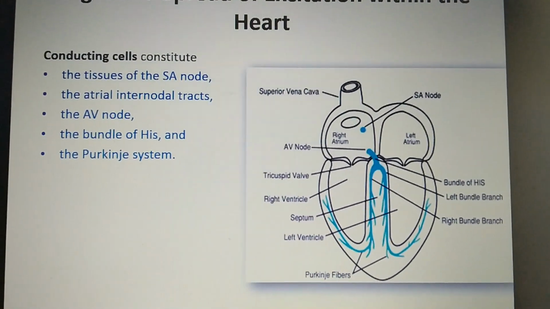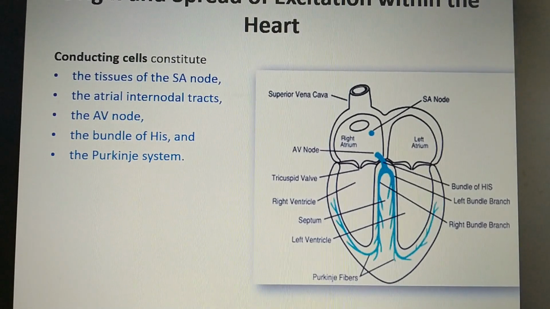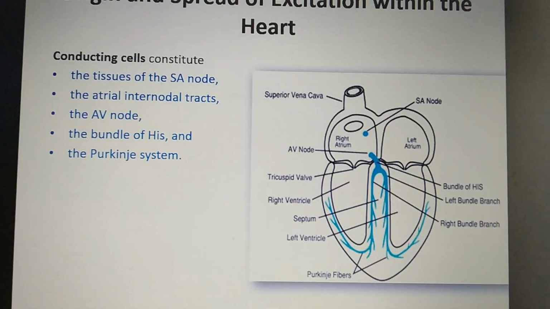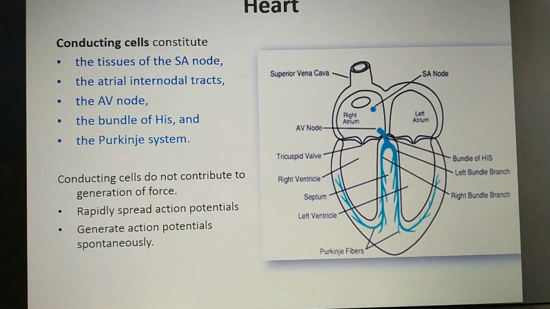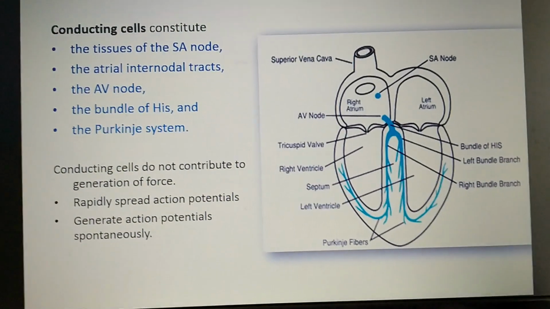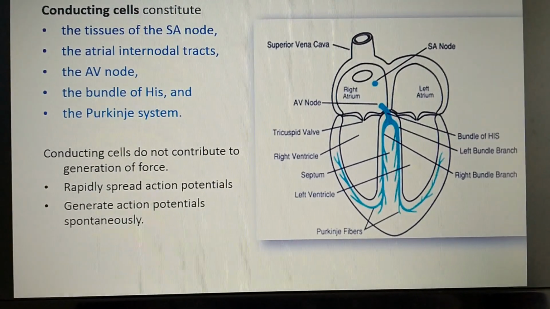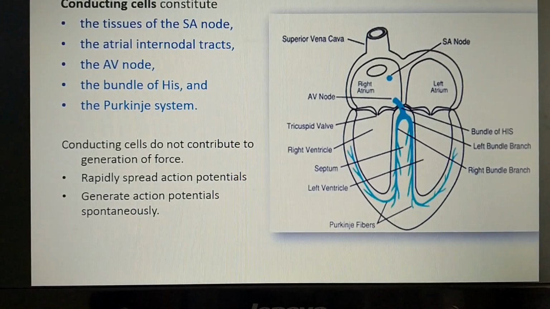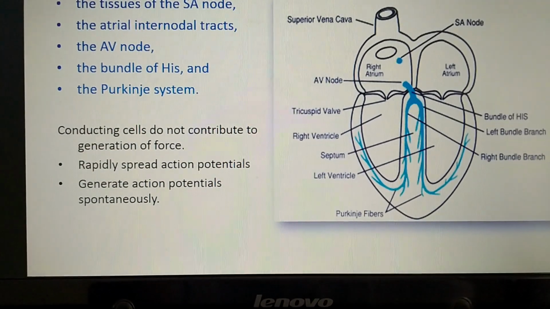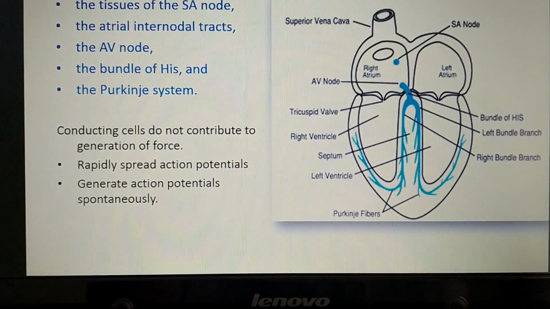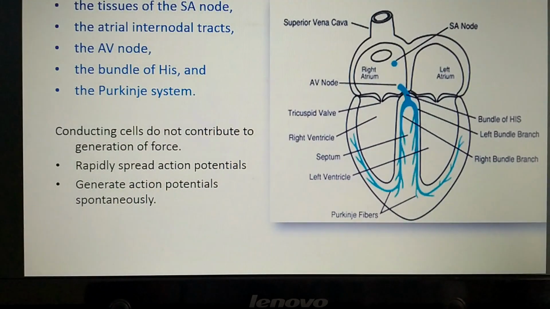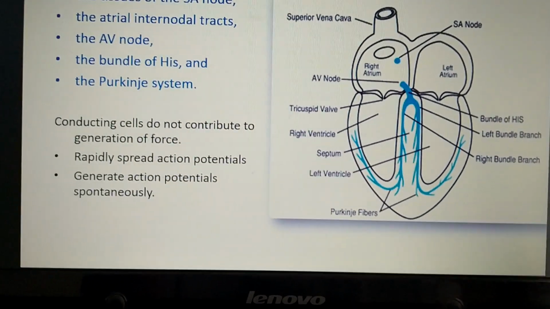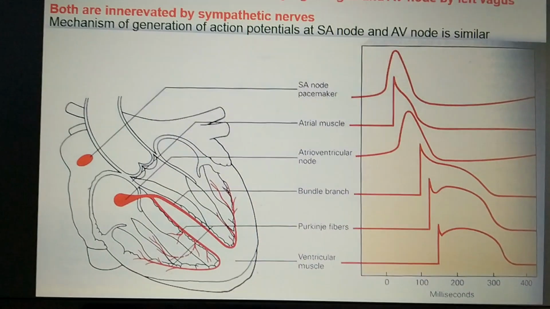The left and right bundle branches again form the Purkinje fibers, which innervate the entire ventricular musculature. These Purkinje fibers conduct the impulse towards the endocardium of the ventricle. Now we should be very clear that the conducting cells do not contribute to the generation of force, and they are the ones that generate action potentials and rapidly spread action potentials.